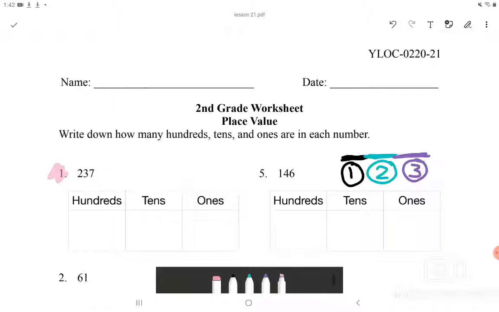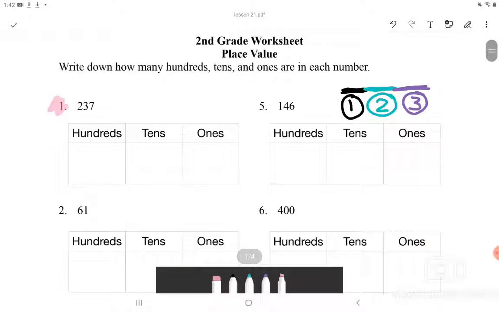So let's do number 1. We know that hundreds place is 2, tens place is 3, and ones place is 7.